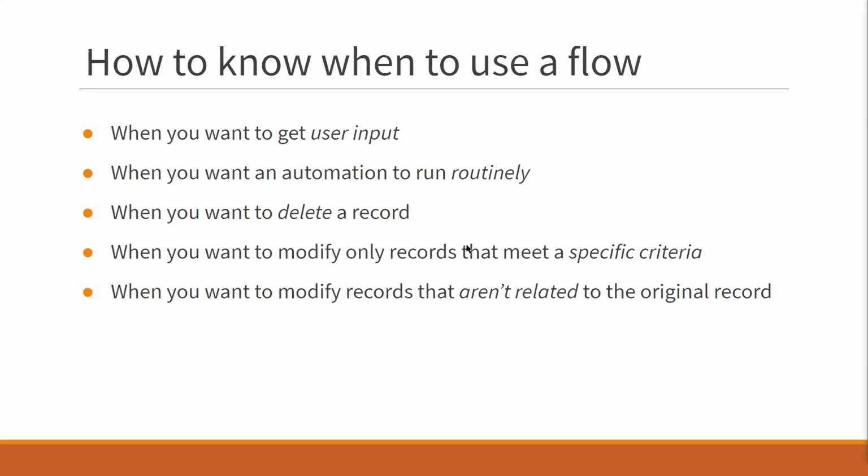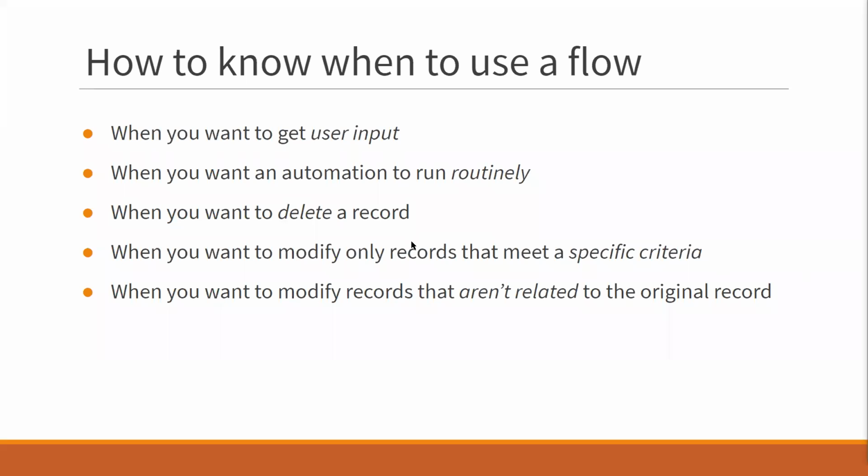If you want something to run routinely, for example, every day at 6 a.m., do this specific thing, then you're going to want to use a flow to do that. And that's one of the demos we're going to go through in a little while, is setting up something to run automatically. When you want to delete a record, again, you must use a flow for that. Cannot use Process Builder.